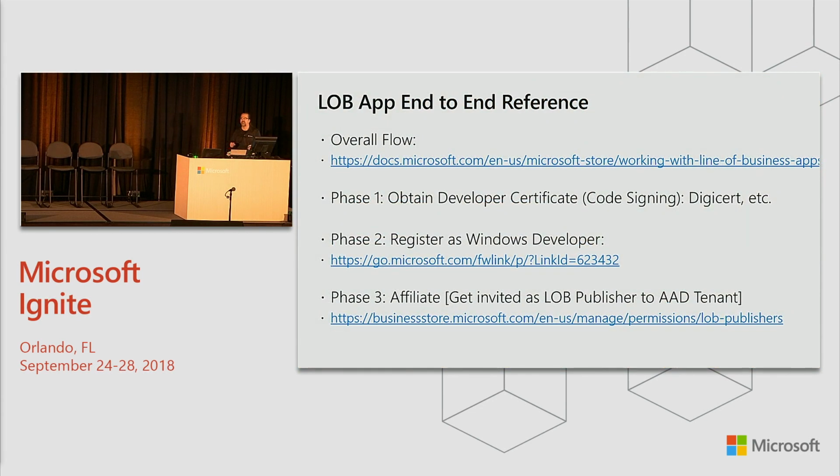So for a quick reference that you can come back to after this presentation's over and you go and actually download the slides, the overall flow is documented at docs.microsoft.com. And pretty much it's 3 phases. Obtain a developer certificate, I use DigiCert myself. Register as a Windows developer, and then affiliate, get invited as a line of business publisher to the Azure AD tenant for the store. Now, this is all assuming that you've been able to package that application and launch that application as a store-delivered app, including running into the container that comes with AppX or MSIX. That, of course, we've gotten a lot of feedback on how to do that and test that on S-Mode, and we're going to talk about that as well.